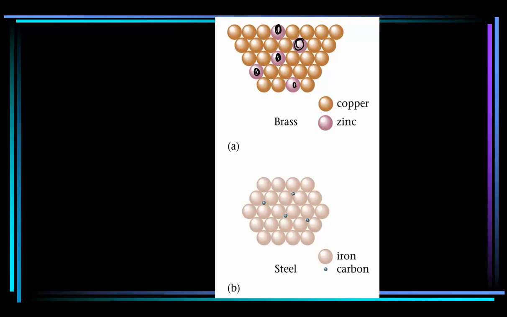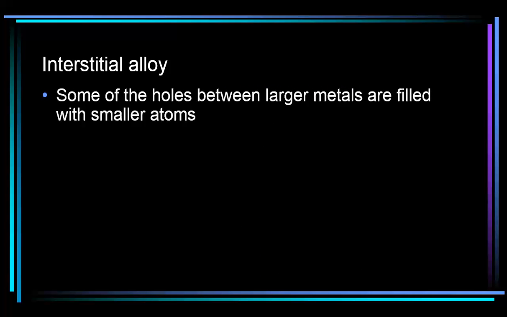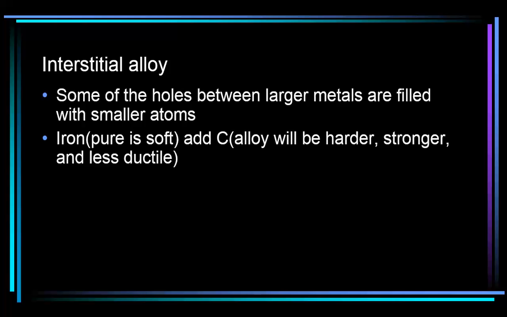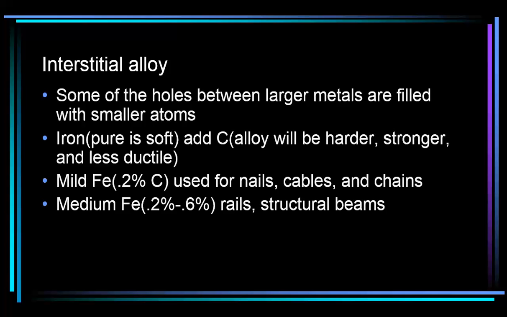This is called interstitial. This is where you put small atoms in between the cracks. This is steel. Interstitial is where some of the smaller atoms fit into the holes. That makes all the different kinds of steel. It sounds like it's almost describing salsa, doesn't it? You know, mild, medium, hot.